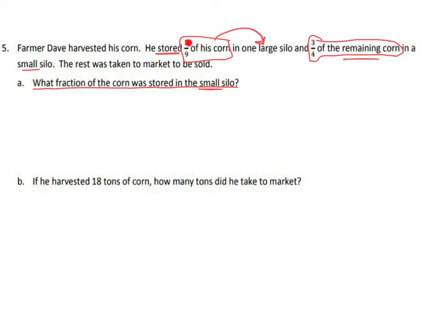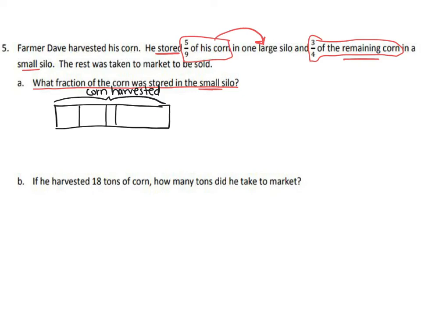We started with 5/9 of his corn was in the large silo. What are we going to draw? A tape diagram. Who knows what the whole is? The whole is the corn harvested. Okay, we need to split it into 9ths. This is going to be small. Okay, a little bit there, split these in half, and then you have 4, and then split it into 4 on the other side. That should be 9. 1, 2, 3, 4, 5, 6, 7, 8, 9. Boom.